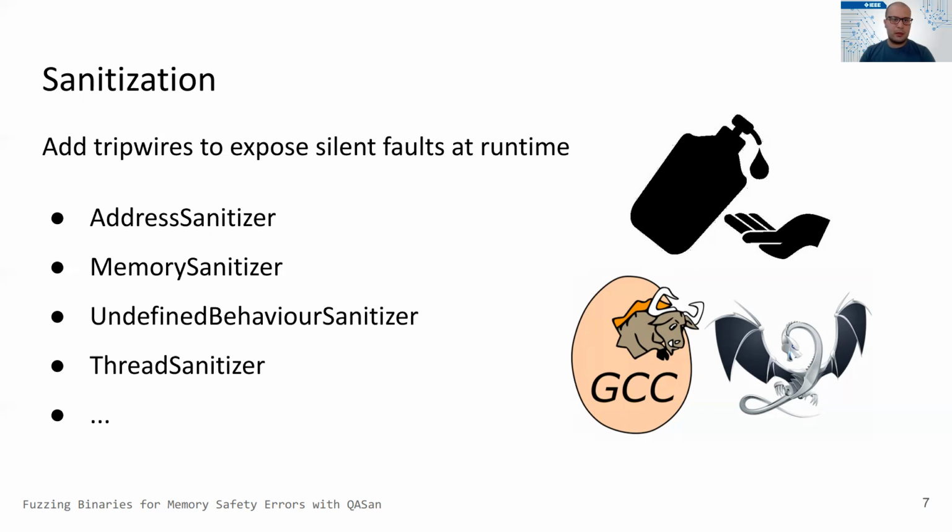Typically, some of the sanitizers use a shadow memory approach to be fast. The overhead is very low, like 2 or 3 times. And they are shipped with the most used compiler suites like GCC or Clang.